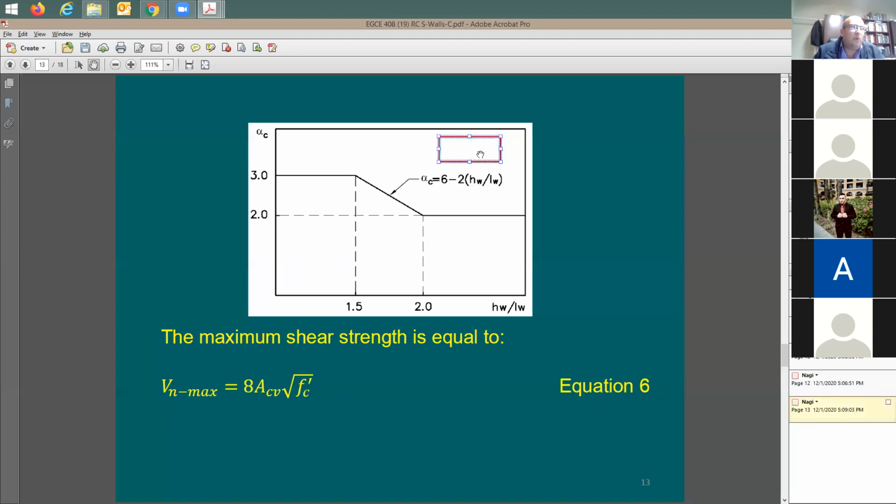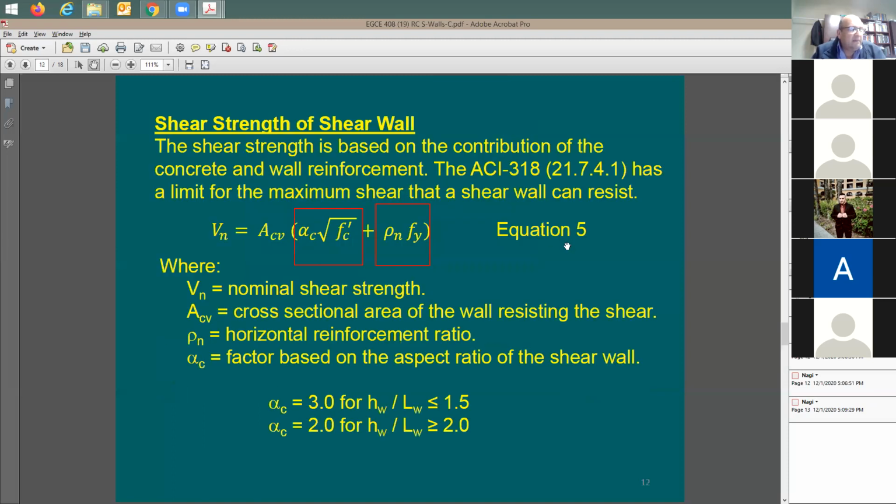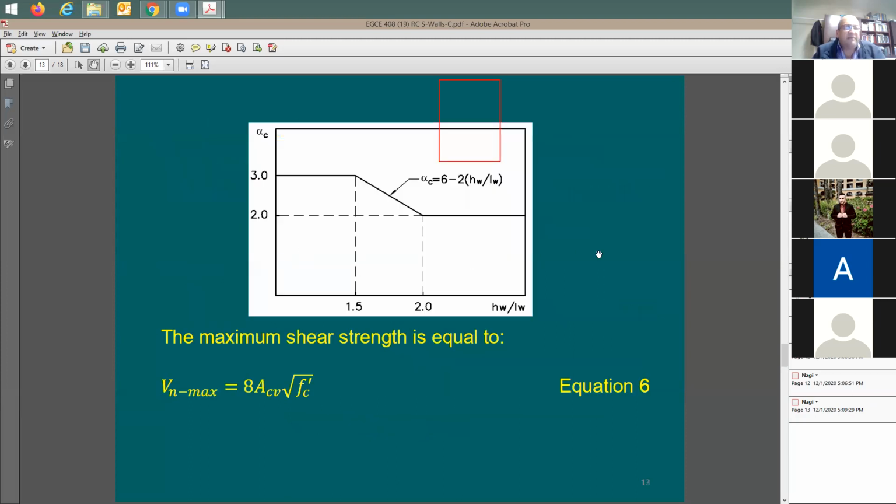But once the wall height has grown to be more than two times the wall length, what's going to happen? It's going to be acting like a beam. So this alpha sub C is based on the wall height to the wall length. The code gives you a couple of equations here. I put them in this graph. Questions?